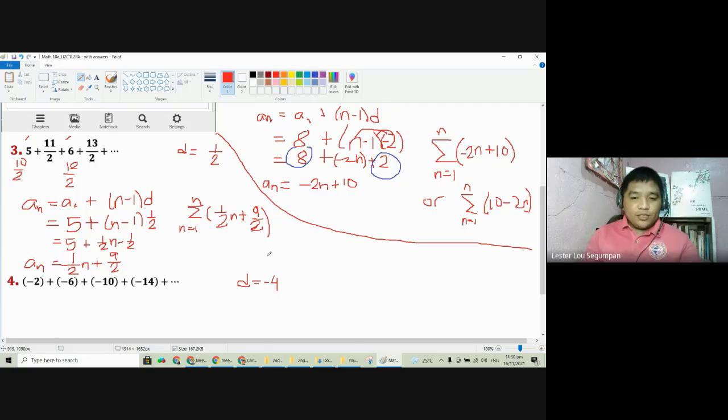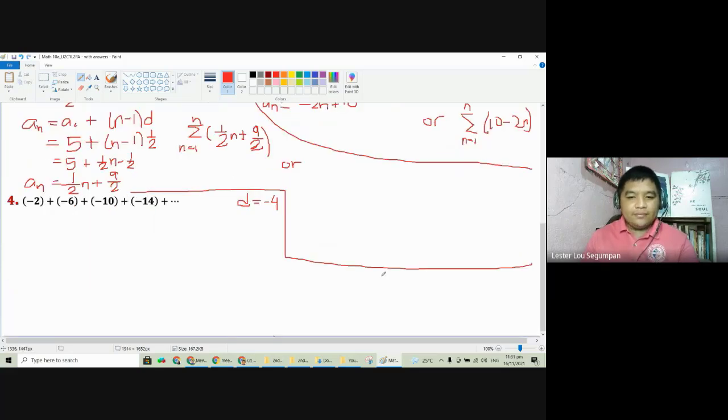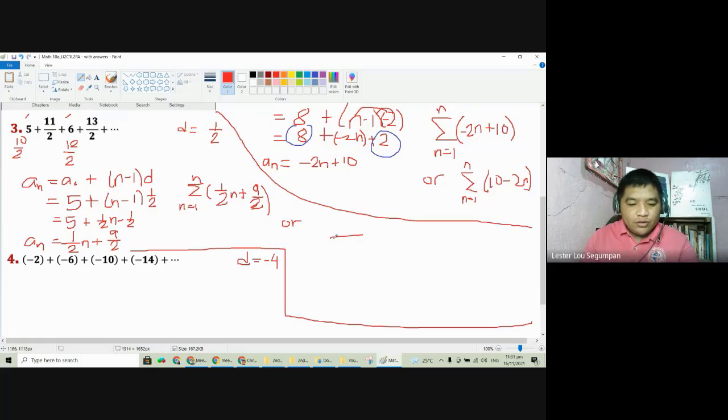Or if you don't like too many fractions, you could also have this alternate form. Pardon for this. You may factor 1 half if you want to. When we factor 1 half, let me have a better spacing here. Just like that. You will have here the summation. When we factor 1 half, you'll have 1 half of n plus 9, where n starts from 1 to n. Okay, we factored 1 half so that we have n plus 9.